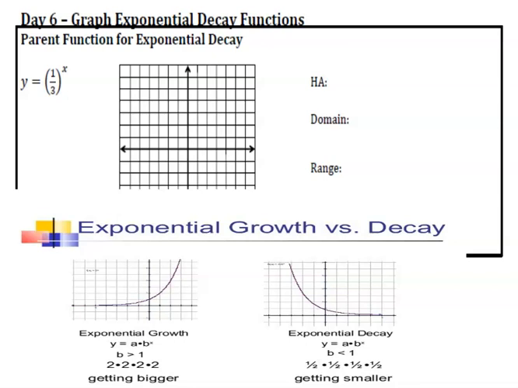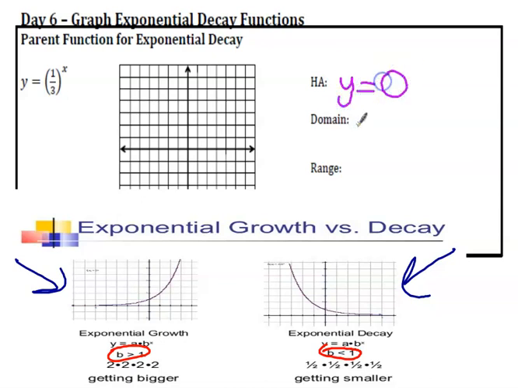We already have done the growth, which was day 5, and now we're going to be doing day 6, which is decay. What changed? The b. So for growth, b is greater than 1. Decay, b is less than 1, usually in the form of a fraction less than 1. We're not talking negatives, guys. We're talking about greater than 1 or less than 1. Negatives are about reflecting, okay? So that's something else. So horizontal asymptote is y equals 0.